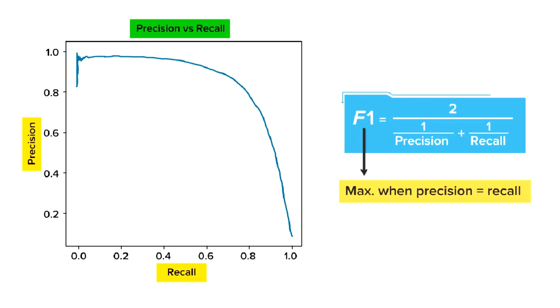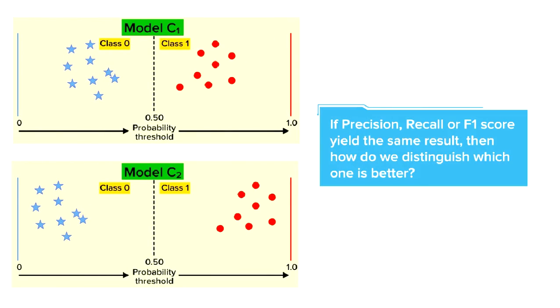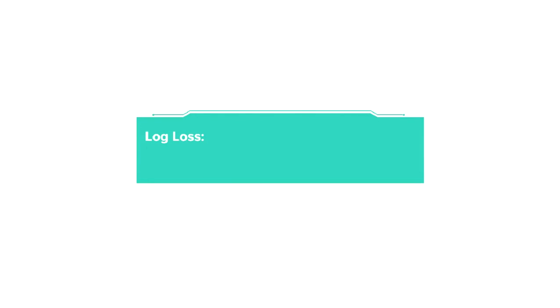But there are some cases where we cannot differentiate between two models using precision, recall or F1 score, as these values may be exactly the same for the two models. Now, your question will be, if all the classification evaluation metrics we discussed so far yield the same result, then how do we distinguish which one is better? For this, we will be looking at the log loss. Sounds familiar, right? It is the cost function of the logistic regression which we have already discussed in the training.